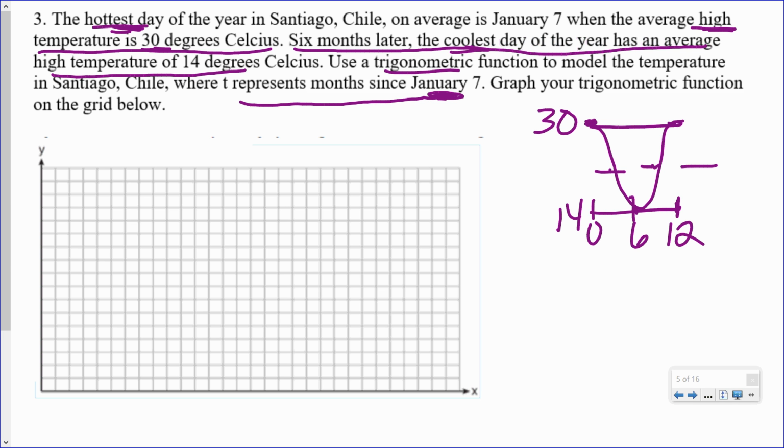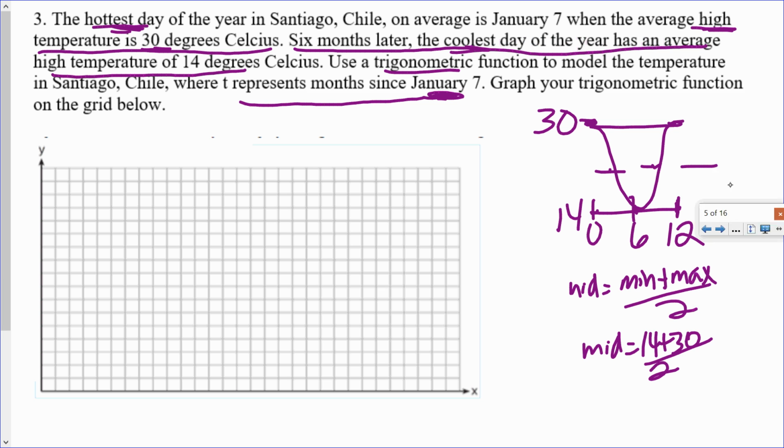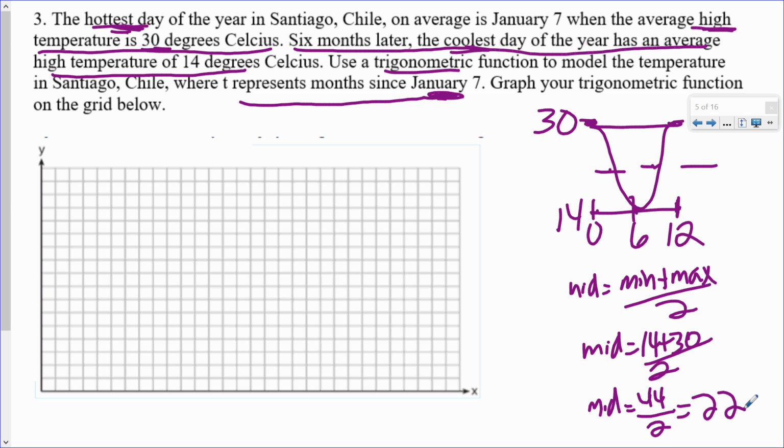I have my min, I have my max, I need my midline. Midline is min plus max over 2. That's 14 plus 30 over 2. That's 44 over 2, which is 22. So now I can go to my graph.